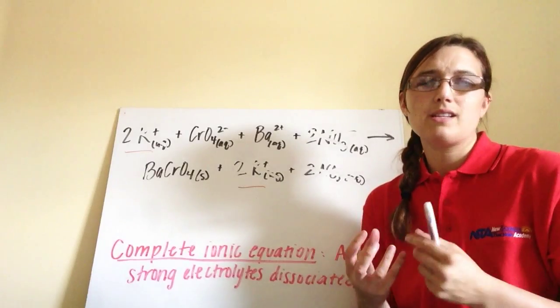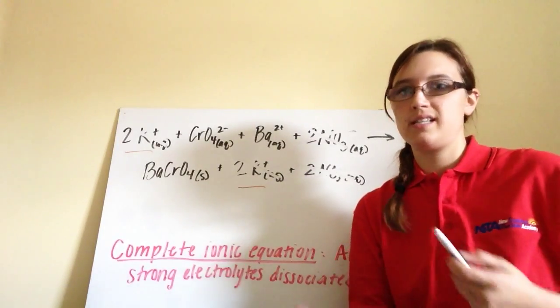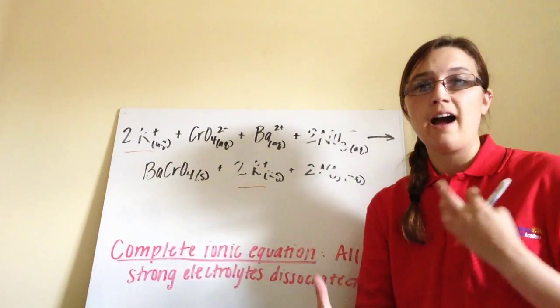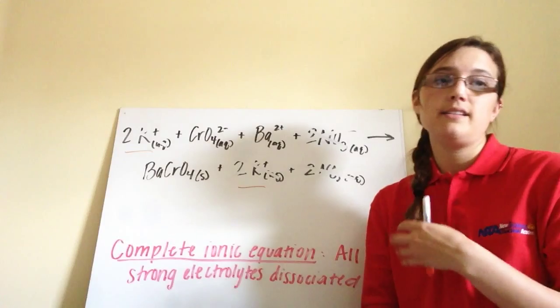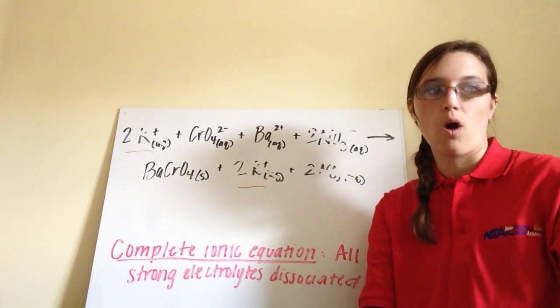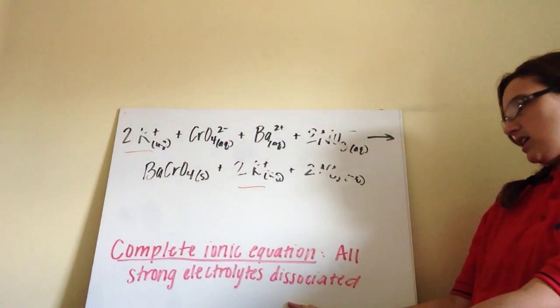Okay, what these are is these are spectator ions. These are ions that don't participate in the overall reaction. They remain ions from the reactants to the products. So these are our spectators. They kind of just sit back and watch. What we had here is our complete ionic equation.